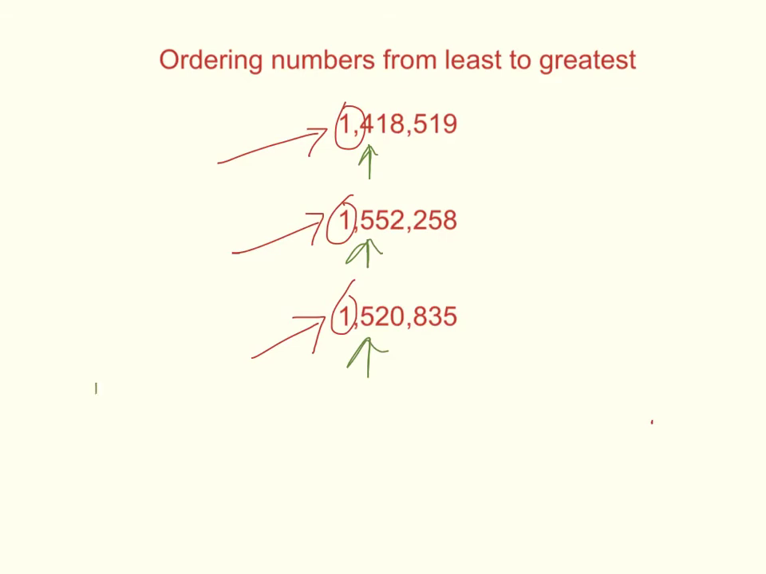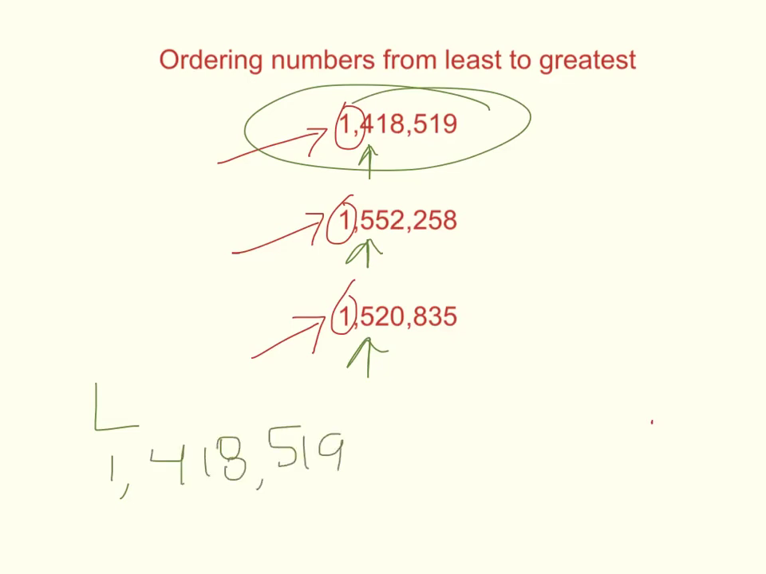I immediately can go ahead and write down 1,418,519 as the least of the three numbers, and I can cross it off, and now I only have two remaining numbers to compare. So the 5 and the 5 are the same in the 100,000, so I move on to the next place value, which is the 10,000, and here I have a 5 and a 2.